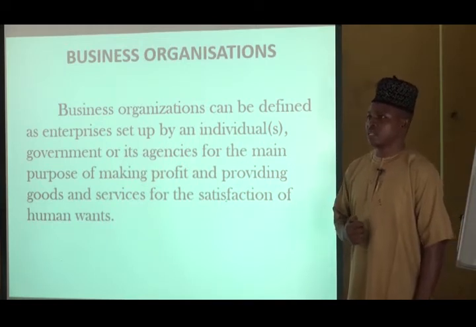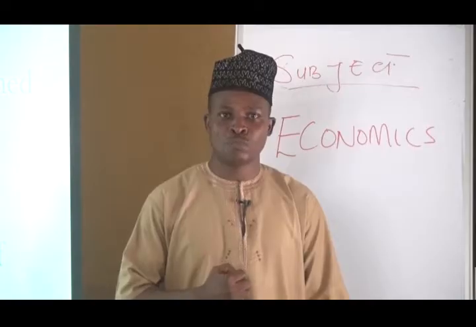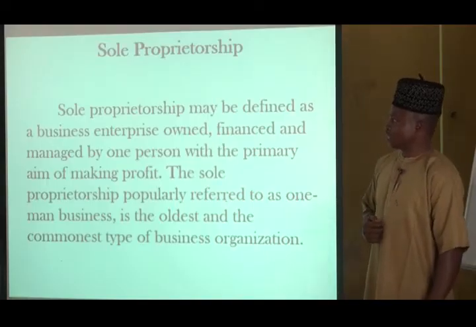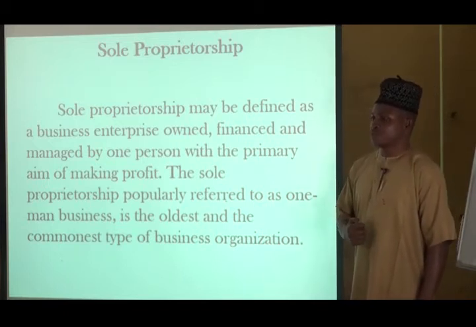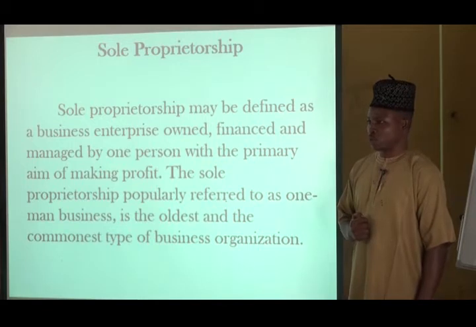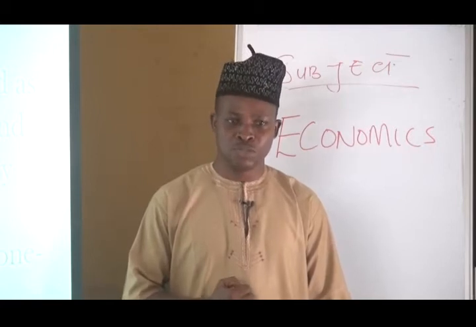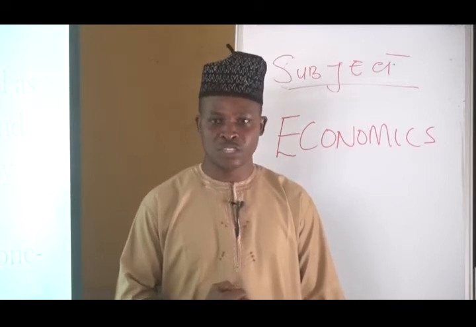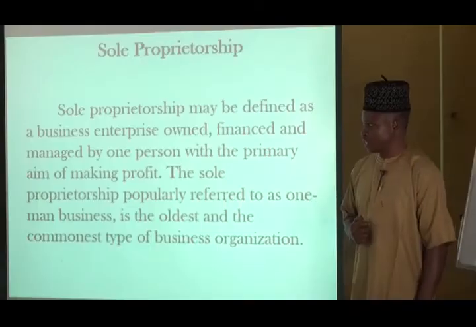But for the sake of today's lesson, we will consider sole proprietorship as our topic for today. Sole proprietorship is an enterprise owned, financed, and managed by one person with the sole aim of making a profit. Sole proprietorship business is popularly known as one-man business because it is the oldest and commonest form of business organization we have. Just as I've said, many people know it as one-man business.